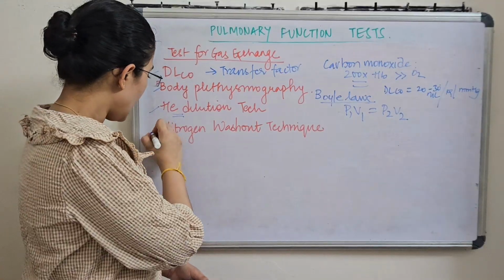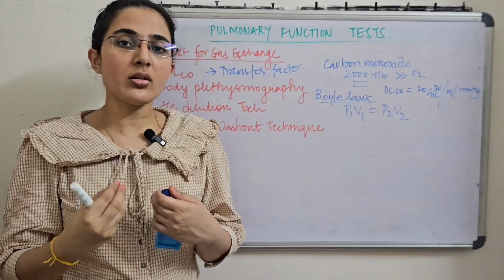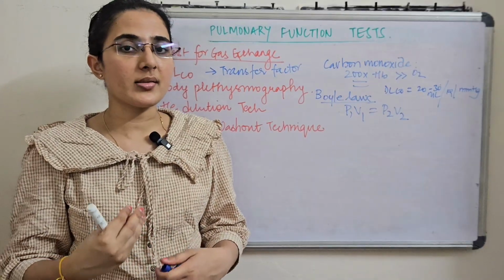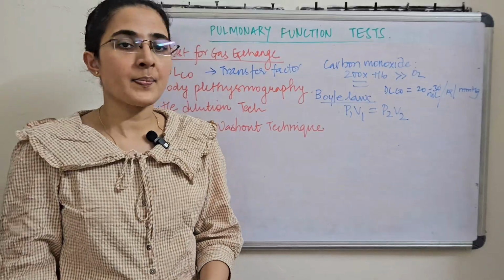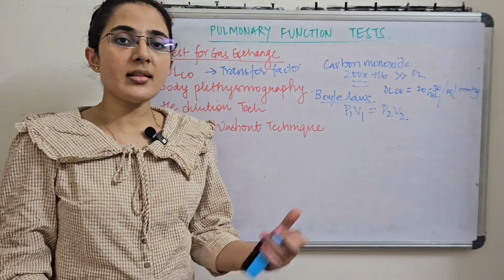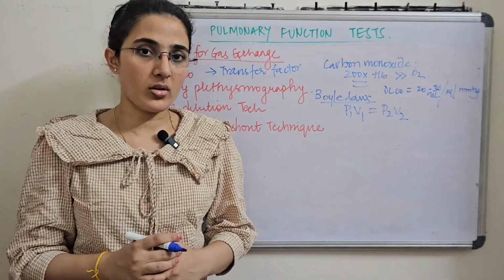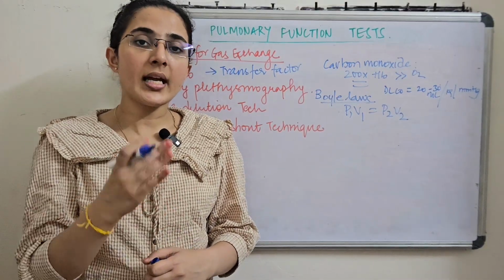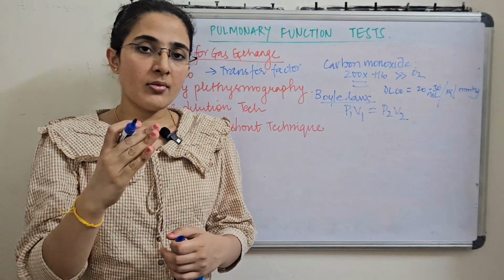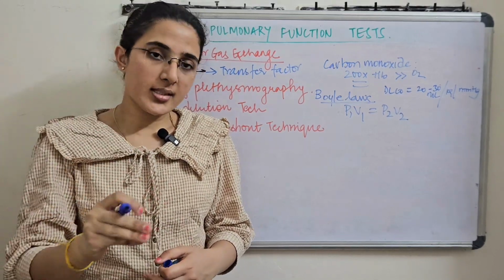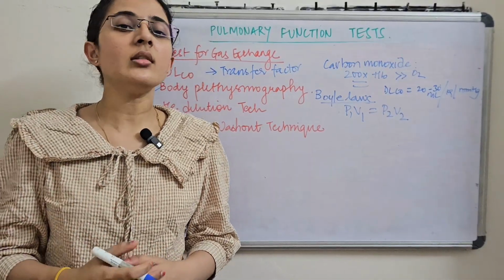Next we have the nitrogen washout method. In the nitrogen washout method, we know that our normal air contains 71% of nitrogen and the remaining will be oxygen and other gases. So in this nitrogen washout technique, the patient is inhaling 100% oxygen and we measure the exhaled amount of nitrogen with the volumes via a graph. So the tracer amounts of nitrogen in the exhaled gases with the volume is measured over a period.